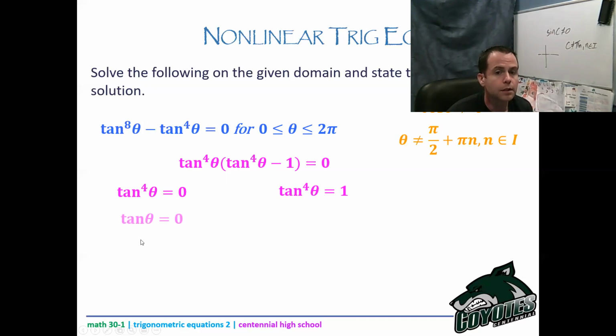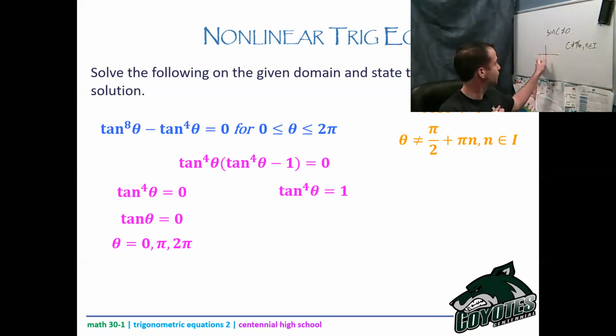Well, tan to the 4 theta equals 0. When I take the fourth root of both of those sides, the fourth root of 0 is 0, so I'm just left with tan of theta equals 0. Okay, where does tan of theta equal 0? That would be at 0, pi, and 2 pi. Remember, tan is y over x. So at 0, pi, and 2 pi, I'm getting 0 divided by 1 or 0 divided by negative 1. So that gives me tan of theta being 0.